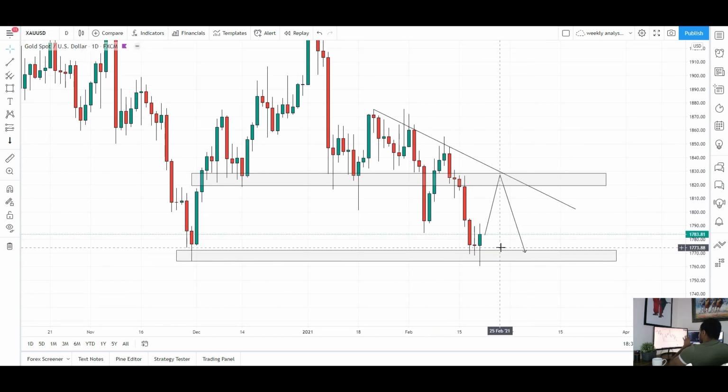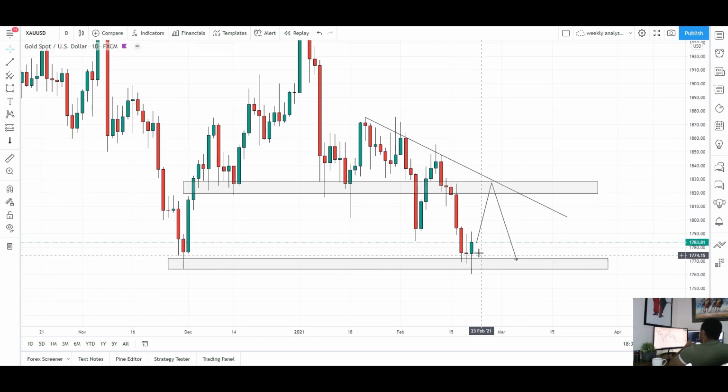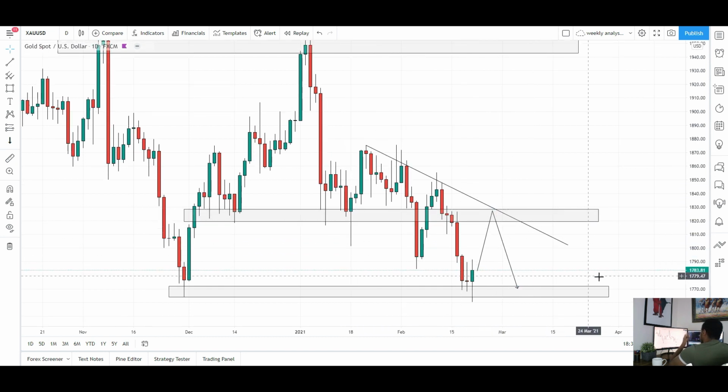But if you do hold this area, which it does look like price is doing, we probably see a nice push to the upside, tap back into this level, which is now going to be at the resistance, maybe even to the trend line as well. We might see price roll over, because again, the structure is still pointing to the downside for gold.